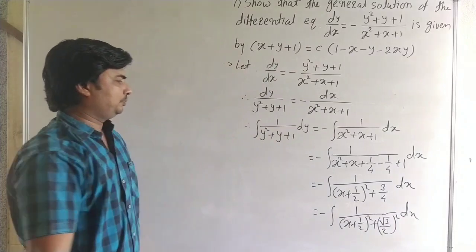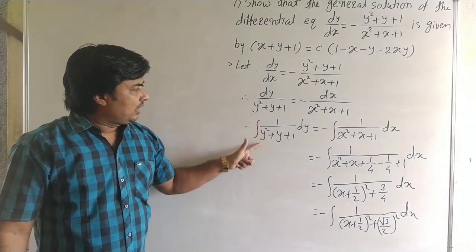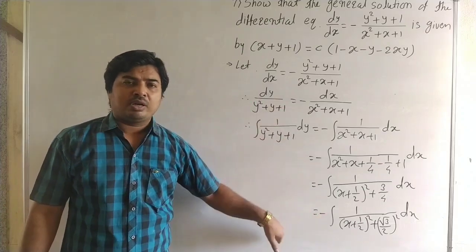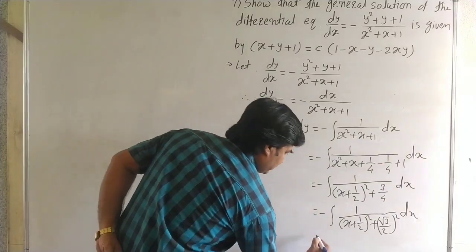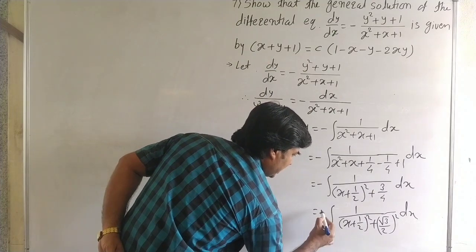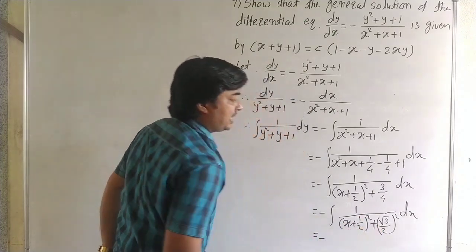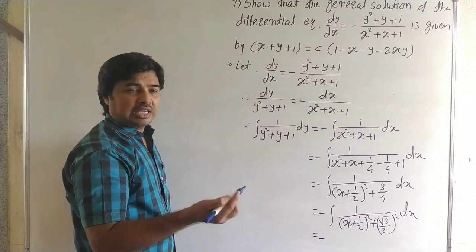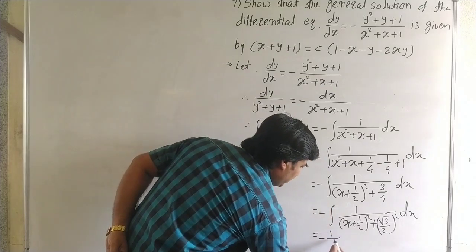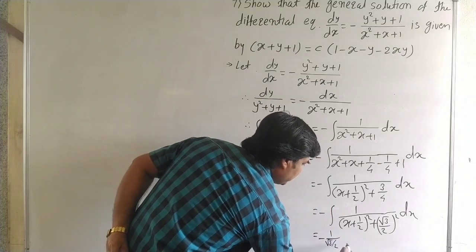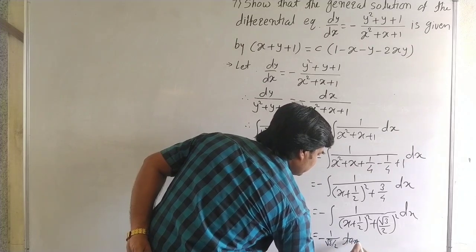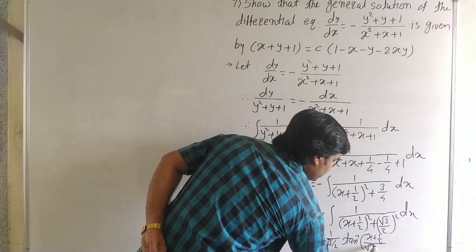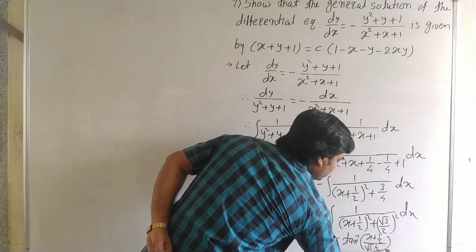See carefully this. Now it is 1 upon y square plus y plus 1. When we complete the square, we get this, only replace y by x. Now we can write direct integrals. Here it is minus, as it is 1 upon x square plus a square, a special integral, it is 1 by a tan inverse x by a. Therefore 1 by a, 1 upon under root 3 by 2, tan inverse x by a, that is x plus 1 by 2 upon under root 3 by 2, plus c.